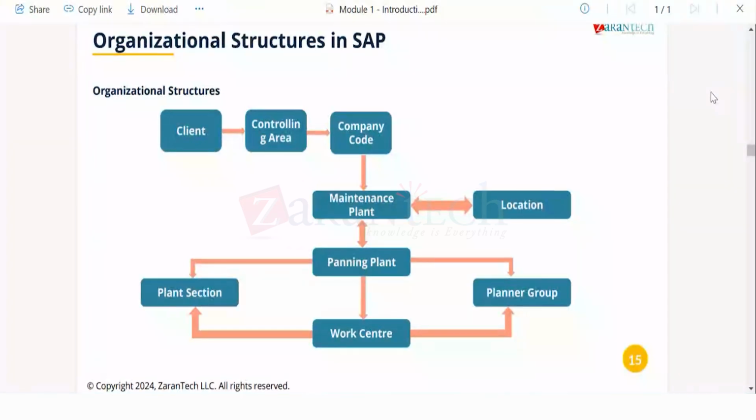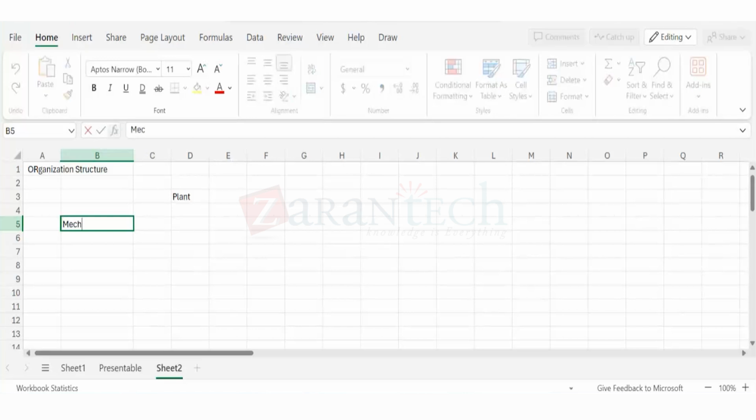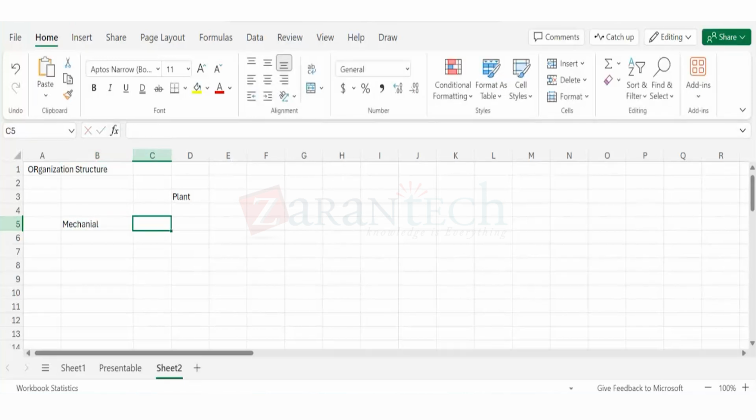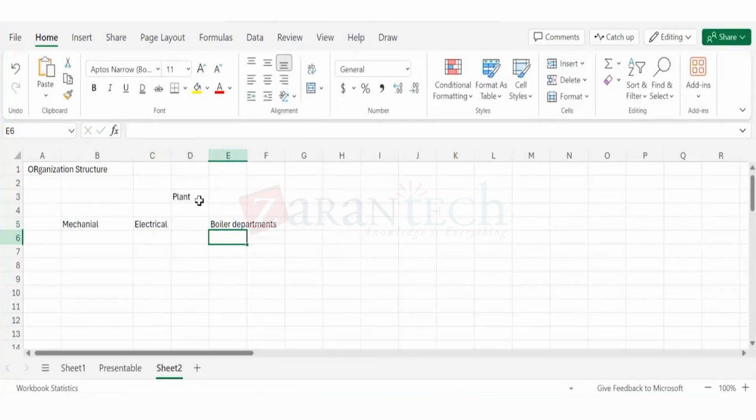If you talk about any plant, what could be the things in it? In any plant, there could be mechanical components, mechanical branches, electrical departments, and some other boiler departments. Why am I talking about these things? Let's suppose I talk about a multi plant setup, where they go for mechanical work in a different plant.